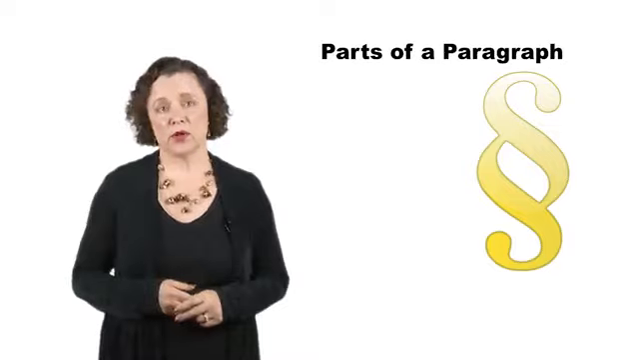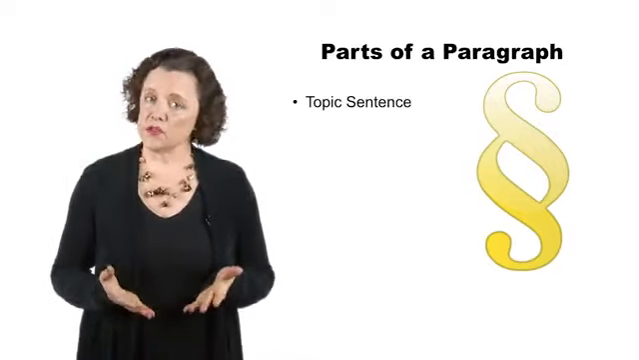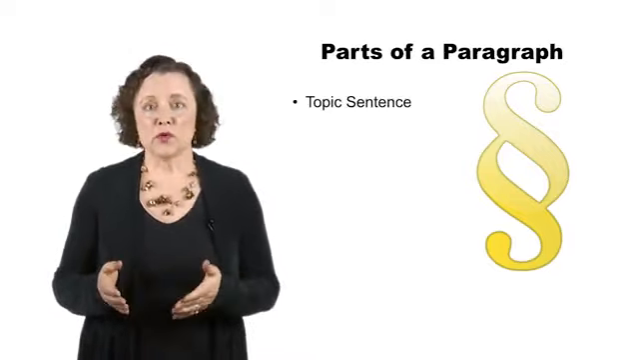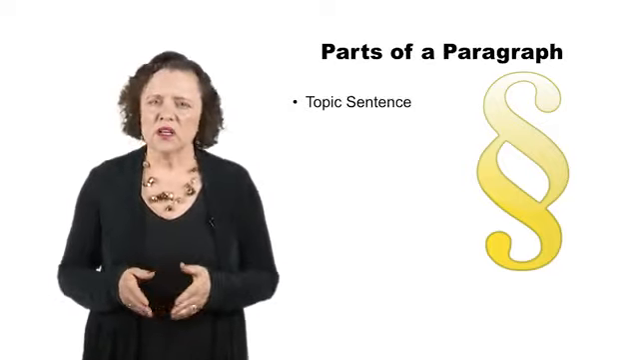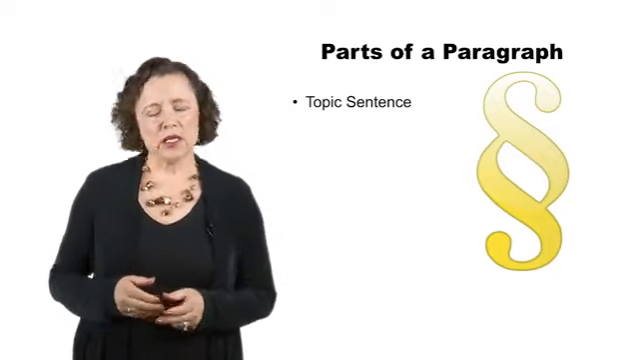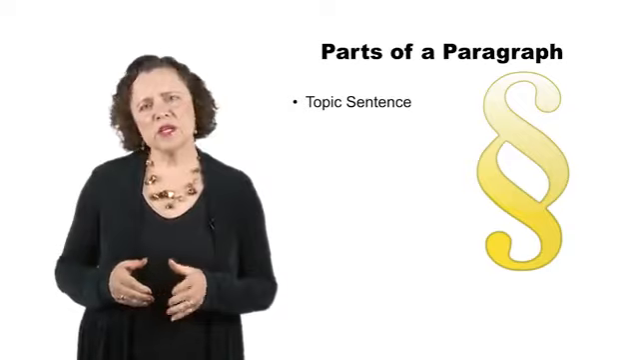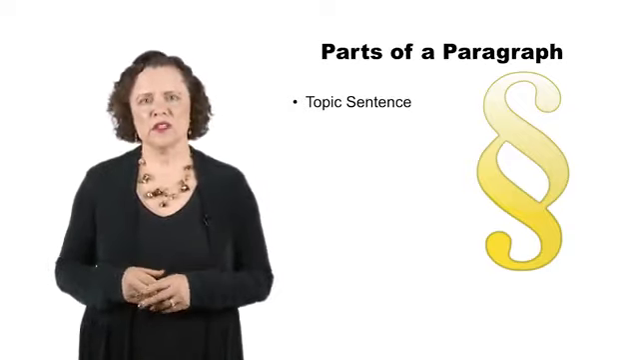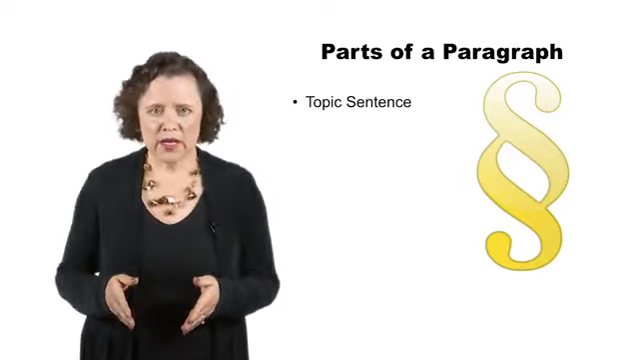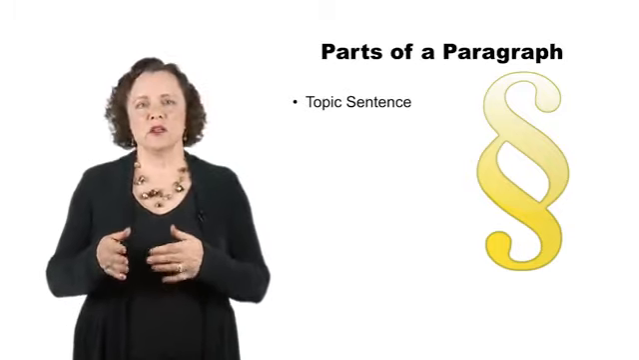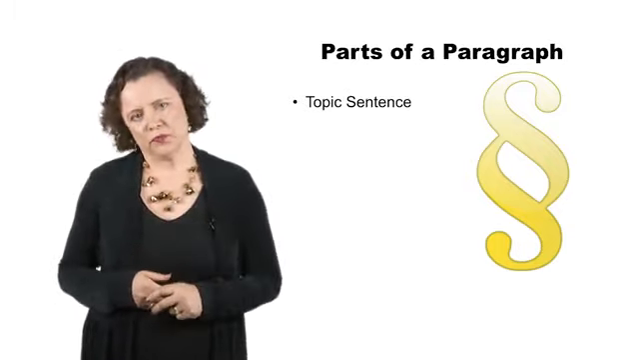There are three basic parts to a paragraph. There's the topic sentence, which is the first sentence in a paragraph. A topic sentence introduces the main idea of the entire paragraph and is sometimes called the controlling sentence because it gives the writer direction on where the discussion within that paragraph should go.